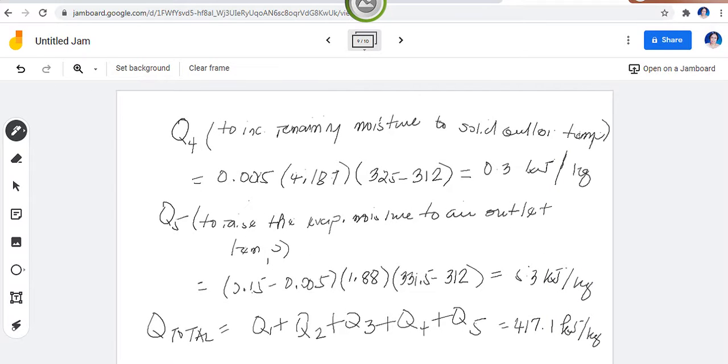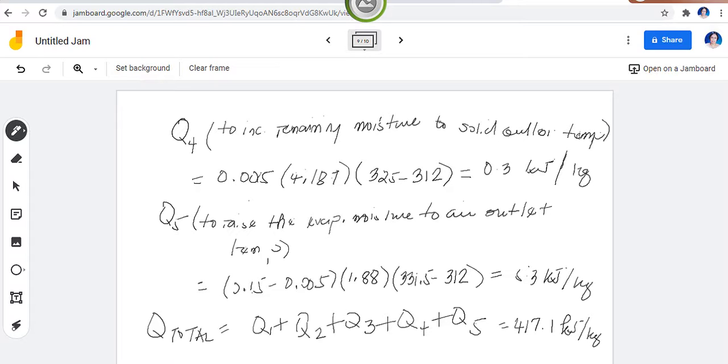The fourth Q is the amount of heat needed to increase the remaining moisture in the feed to the outlet temperature of the dried material, because that remaining moisture, class, only reached until the wet bulb temperature. It has not reached 325, which is the final temperature of the dried material. So what we do, that 0.005 times F again, times 4.187, which is the Cp of water, times this difference in temperature. So this is your Q.